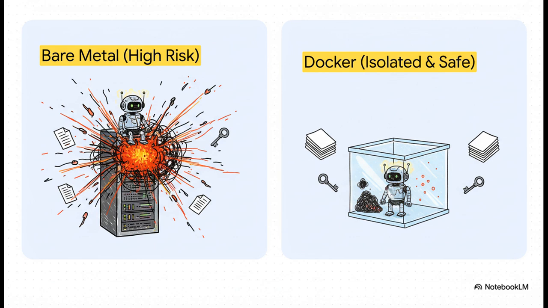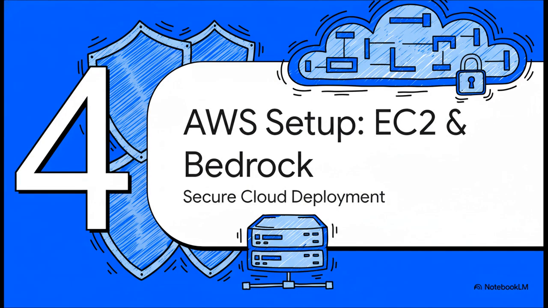But if we use a Docker container, we create a sandbox. The agent is completely walled off, completely isolated. Any mistake it makes is safely contained inside that little box. Okay, let's get practical. Let's see how we can actually build this secure setup on AWS. We're going to create our little isolated sandbox, but we're going to do it up in the cloud.